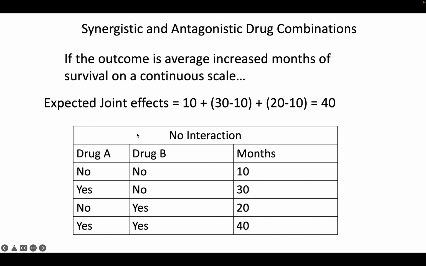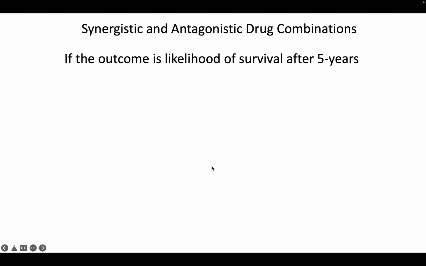So if that's what we see, that means there's no interaction, and drug A and B aren't affecting the effectiveness of each other, but they're also not synergizing in any way. The combined effect is just a stacked increase in months of life. If we saw synergism, so it exceeded what we expected, say when they take both the average is 50 months, that would be evidence of synergism. And if it was 30 months, that would be antagonism.